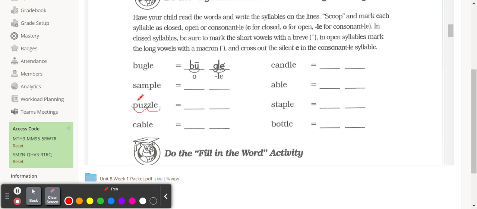Puzzle. Uz has a short U. That's a closed syllable. And here we have that consonant-LE pattern. But we're going to cross off the E at the end because it is silent, like so. Okay. Let's move on to the last word in this column, cable.